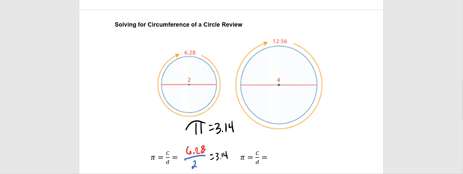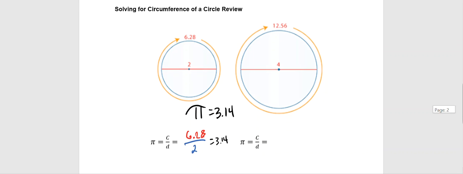If we do that one more time, you notice this circle, its diameter is twice as big. Its circumference also looks twice as big. So if we take the given circumference of 12.56, we divide by the given diameter of 4. Once again, we will prove that we get a value of approximately 3.14. So that will always be the case.